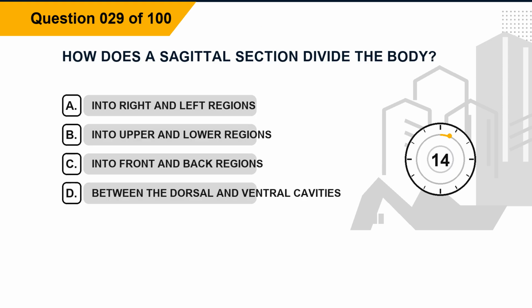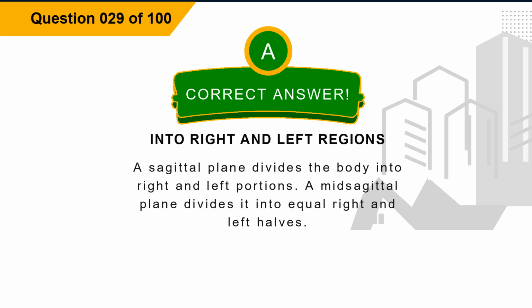Question 29. How does a sagittal section divide the body? Option A, into right and left regions. Option B, into upper and lower regions. Option C, into front and back regions. Option D, between the dorsal and ventral cavities. The correct answer is option A, into right and left regions. Explanation. A sagittal plane divides the body into right and left portions. A mid-sagittal plane divides it into equal right and left halves.